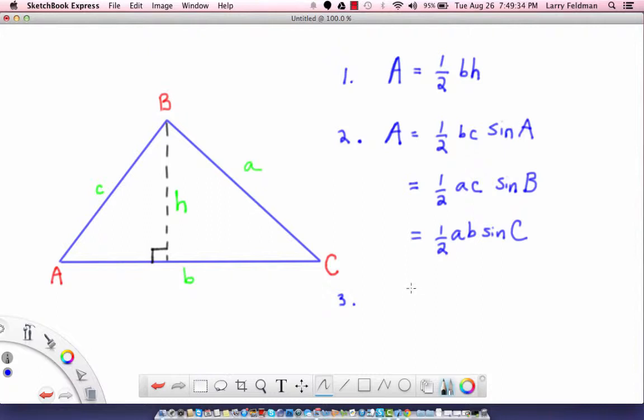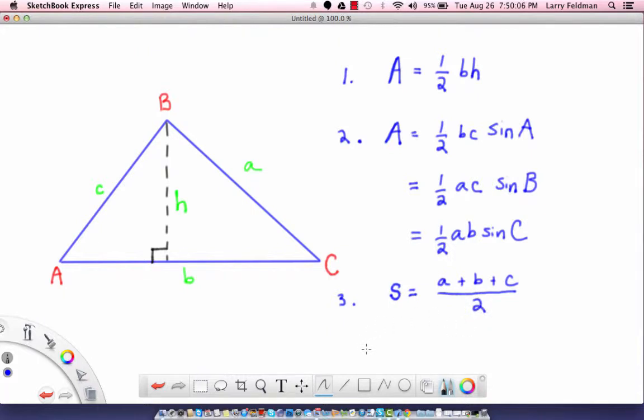The third way, and this is actually one of the most impressive formulas that I've seen in geometry, is called Heron's formula, and the derivation is actually fairly complicated, so I'm just going to give you the summary. We have something called S, which is the semi-perimeter. The perimeter of a triangle is just the distance all the way around, so the semi-perimeter is the distance all the way around, divided by 2.